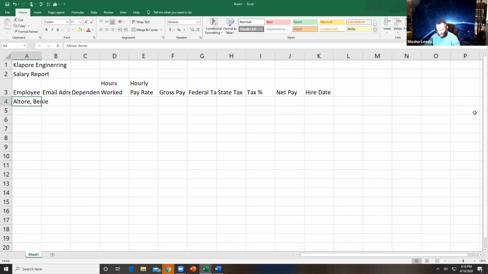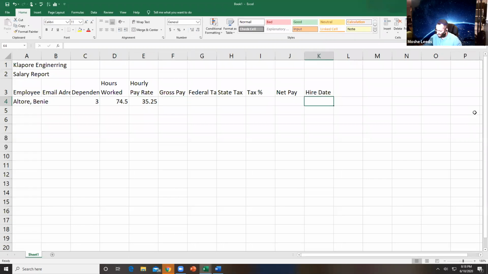Benny Alto, and then I'm going to go to C4, and I'm going to type 3, because they have 3 dependents. And then I'm going to go to D4, and I'm going to type 74.50. 74.50 is how many hours they worked. And then I'm going to go to E4, which is their hourly pay rate, and I'm going to do 35.25. Then I'm going to keep going all the way to our hire date.